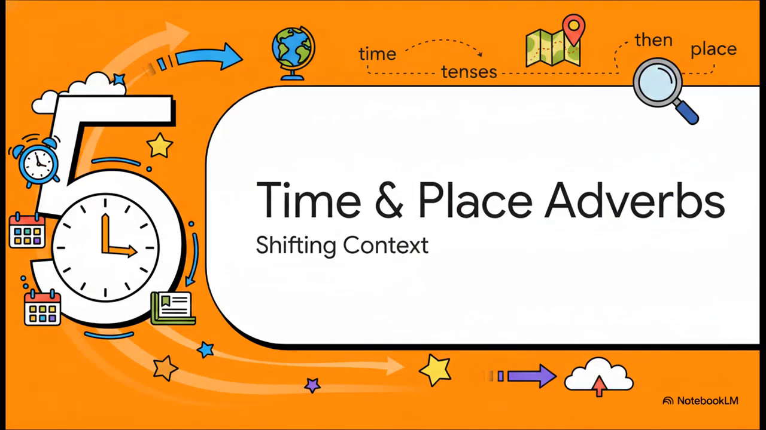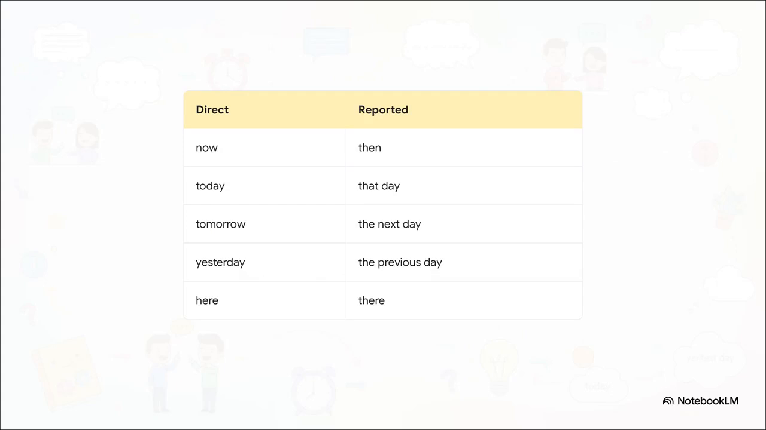Module 5. Time and place adverbs. You might be wondering, why do we even need to change these? Well, think about it. Reported speech happens later, right? And usually in a totally different place. If someone says today on a Tuesday, and you're telling the story on a Thursday, today makes no sense anymore. It has to become that day. Now becomes then. Tomorrow turns into the next day, and here shifts to there.